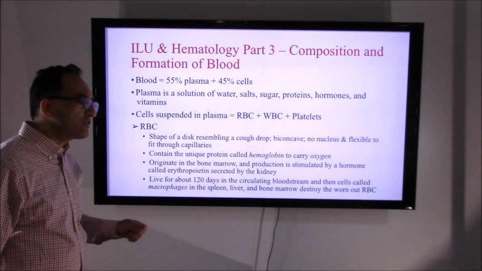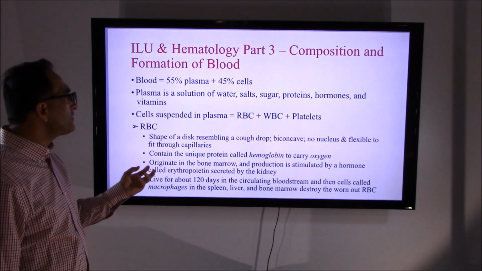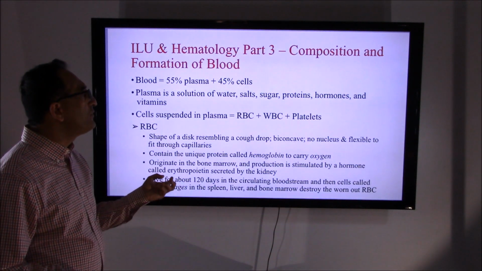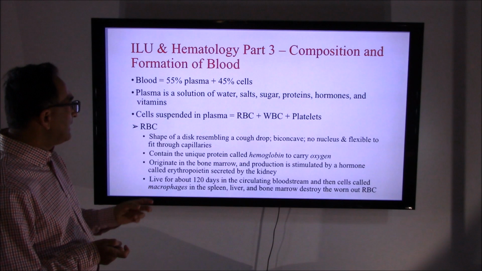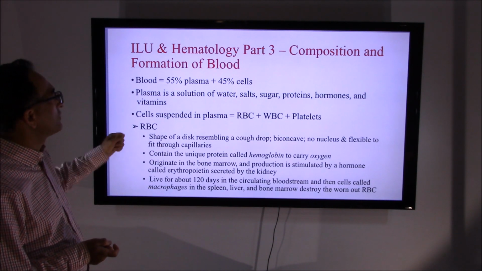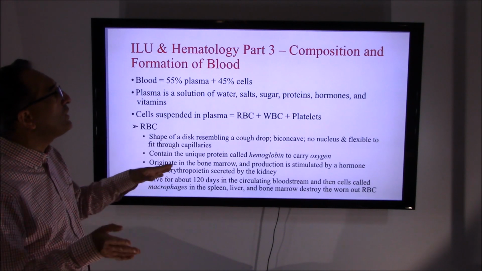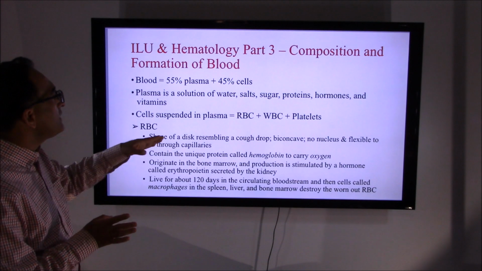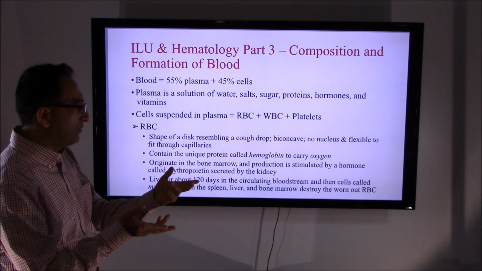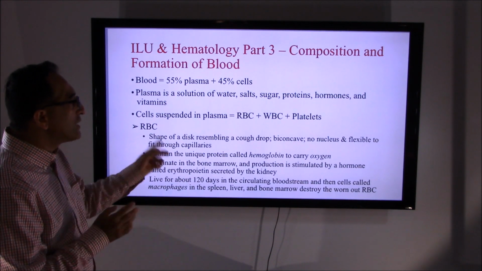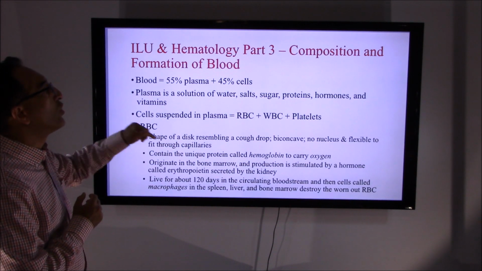First and foremost, let's talk about the red blood cells. Red blood cells are very unique. When you have a cold and you take a cough drop, that's the shape of red blood cells. They have a biconcave shape and there is no nucleus. So there is no DNA, and you cannot divide the RBC to have more red blood cells. They have to be made by the bone marrow.